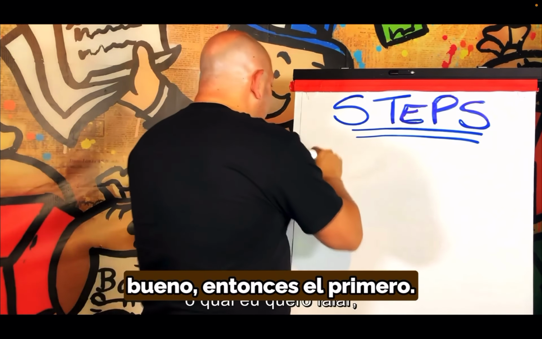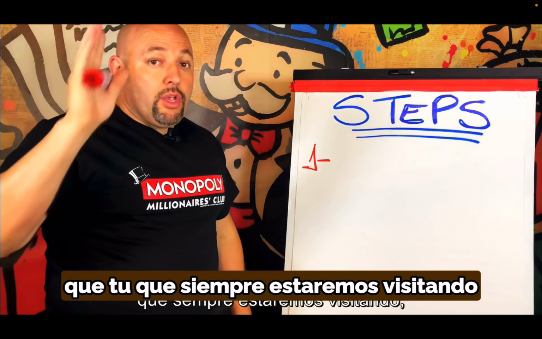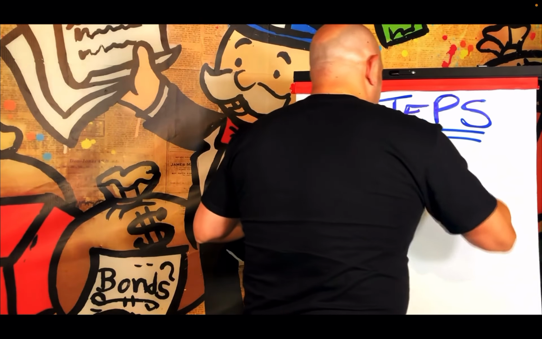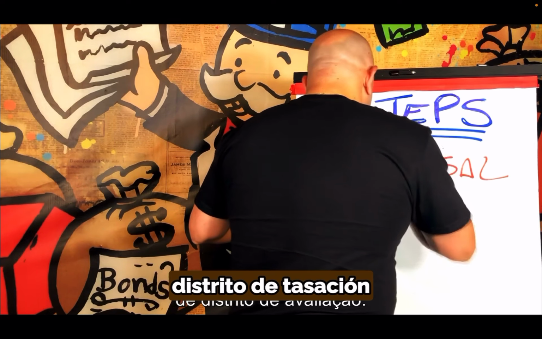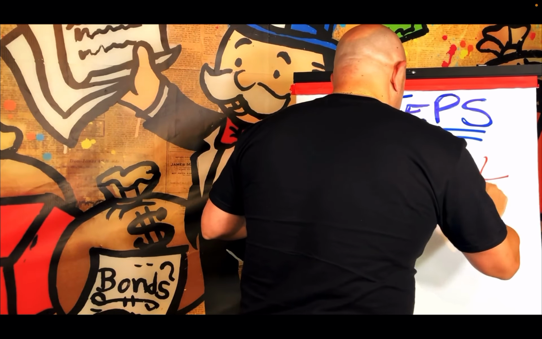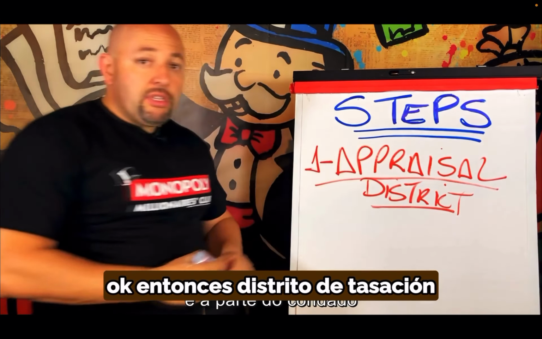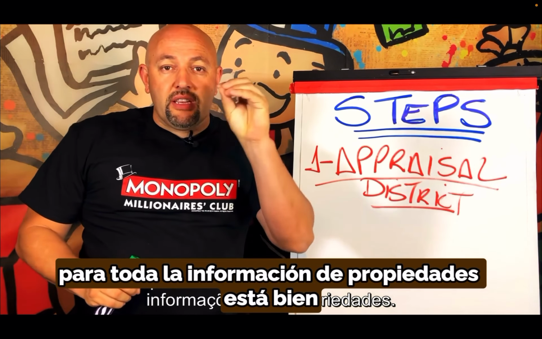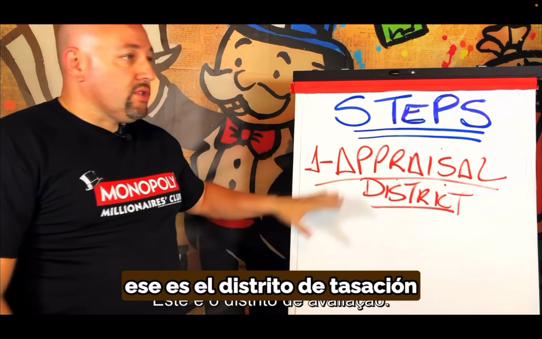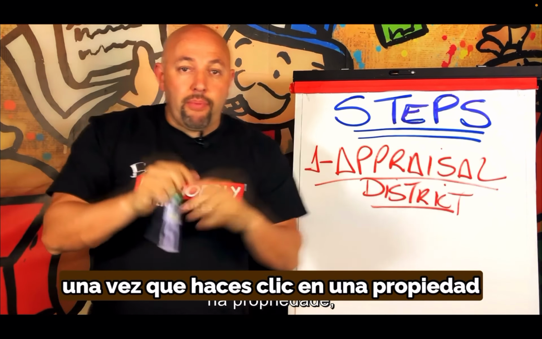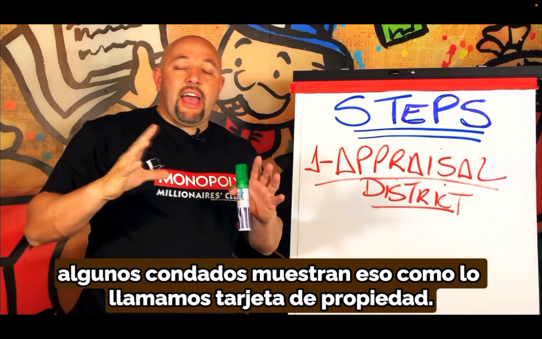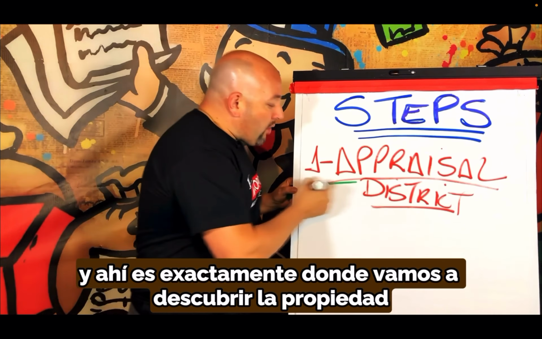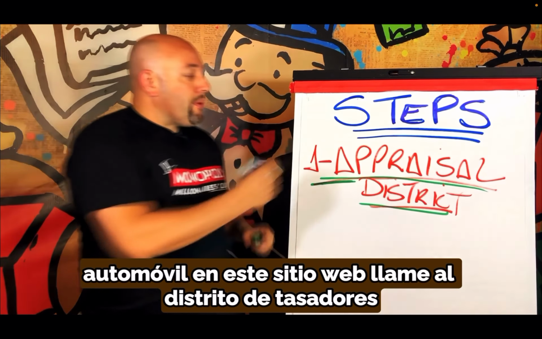Okay, so the very first one that I want to talk to you about that we're always gonna be visiting is what we call appraisal district. Appraisal district is the part of the county that's responsible for all the property's information. So once you get the list, once you click on a property, some counties display what we call a property card. Each property has a property card, and that's exactly where we're gonna find it, on this website called appraisal district.